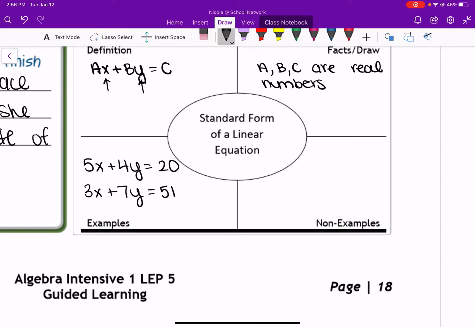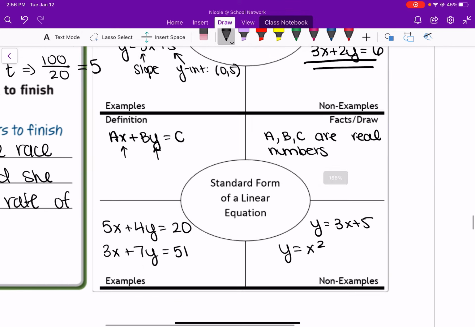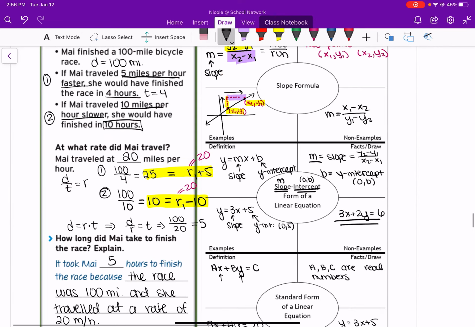And some non-examples are if it's in another form, if it's a quadratic, things like that. Those are some non-examples. Okay, so that was slope-intercept form, standard form of an equation, and then the slope formula. Keep in mind that we're going to go over the slope formula a little bit later, so we can come back to that one. And you'll be seeing these ones as well.